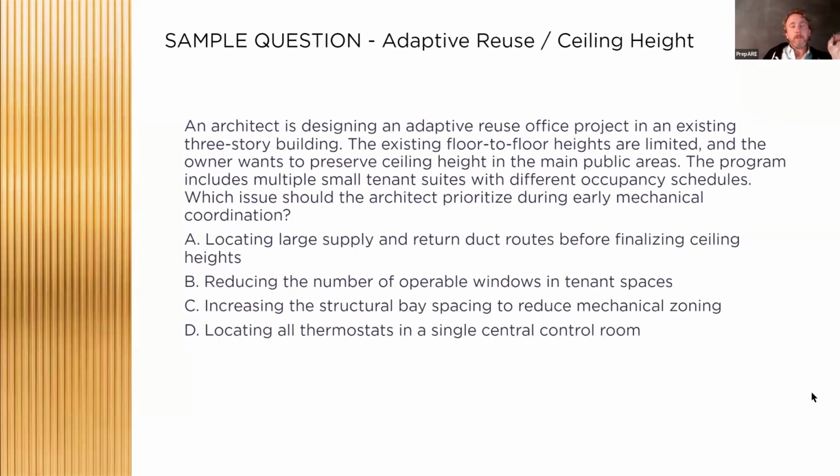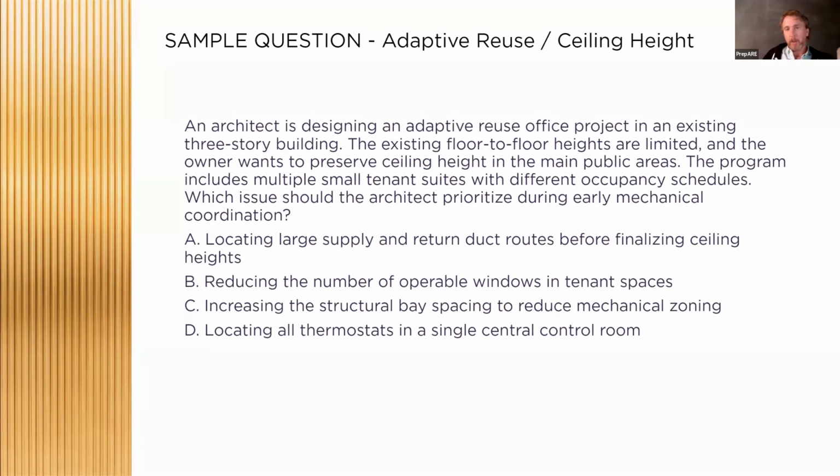So, adaptive reuse and ceiling height: you may be given sections that you have to study and see if certain conditions fit and work. An architect is designing an adaptive reuse office project in an existing three-story building. The existing floor-to-floor heights are limited, and the owner wants to preserve ceiling height in the main public areas. The program includes multiple small tenant suites with different occupancy schedules. Which issue should the architect prioritize during early mechanical coordination?